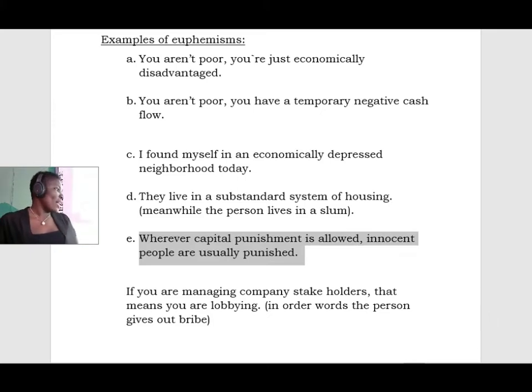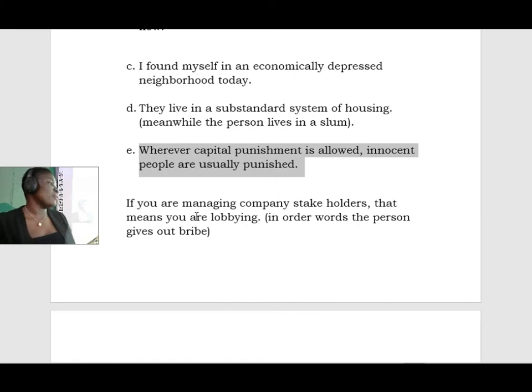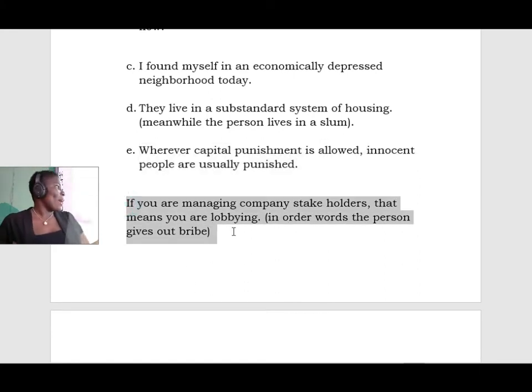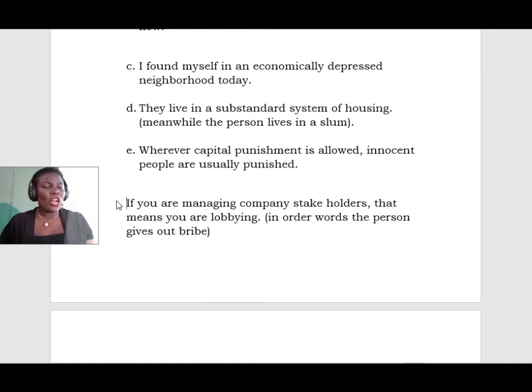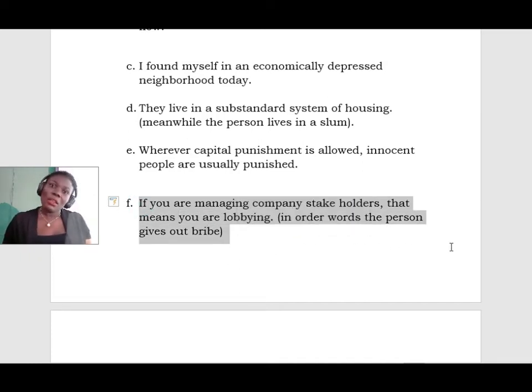So if you are managing company stakeholders, that means you are lobbying. Now, what does it mean? In other words, the person gives out bribe. If you're managing company stakeholders, there is every possibility that the person gives out bribe. You're saying someone is giving out or receiving bribe in a very mild tone, and you're saying the person is just lobbying. How do you do the lobbying? The lobbying goes after money exchanges hands or money rubs one hand and the other.